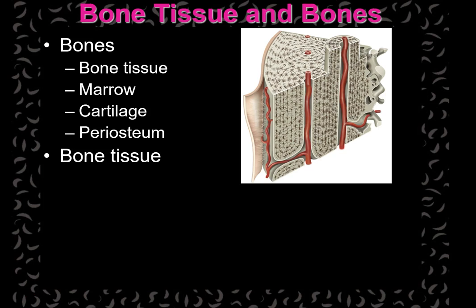Okay? So bone tissue. What type of tissue is bone tissue? Epithelial tissue? Nervous tissue? Connective tissue. There we go. So it's connective tissue. And it's different from other connective tissues in that its matrix is no longer gel-like. Its ground substance is no longer gel-like. It's going to be hardened.